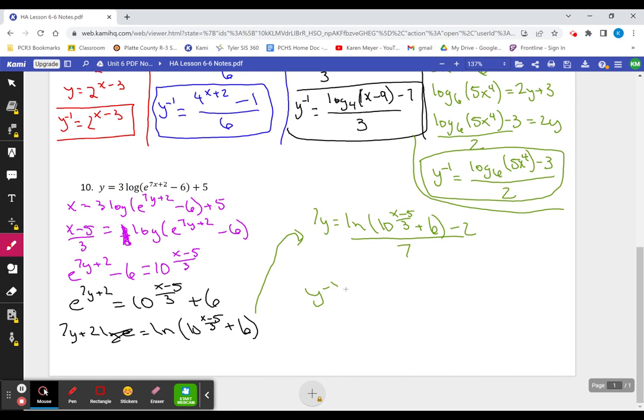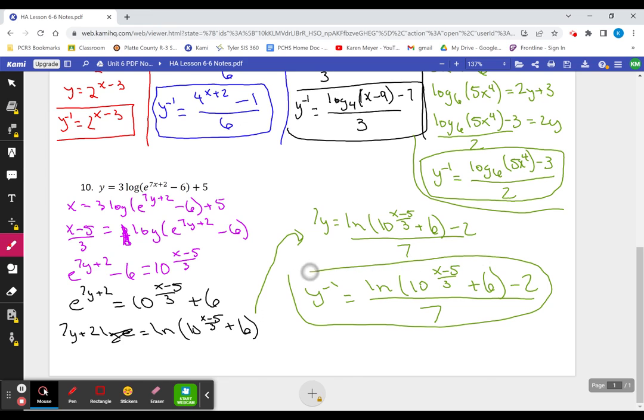So my inverse answer would be ln of 10 raised to the (x minus 5) over 3, plus 6 outside the parentheses, minus 2, all over 7. Yay!